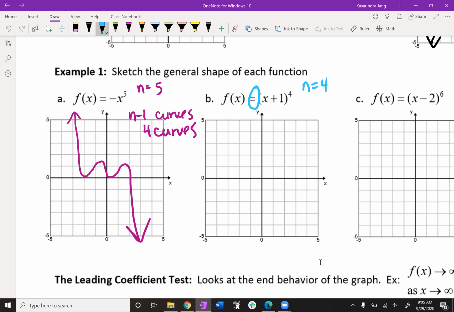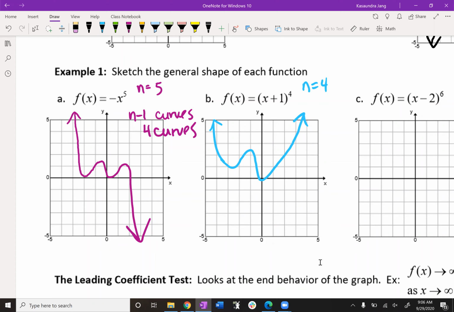So n is 4, both ends are either facing up or down. Now, I don't have a negative in front here. It didn't reflect, so both ends are going to be facing up. As far as what happens in the middle of those ends, I can do the n minus 1 curves. My n is 4, so 4 minus 1 is 3. I've got 3 curves. I'm going to curve once, twice, 3 times. So there's my end behavior going up on both sides, and I had 3 curves.